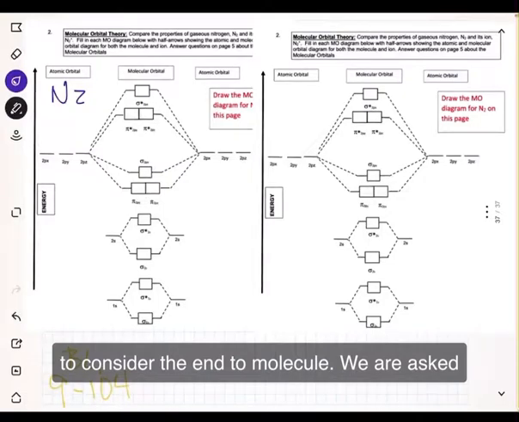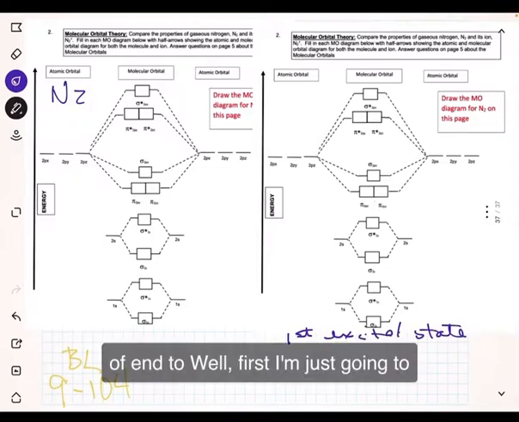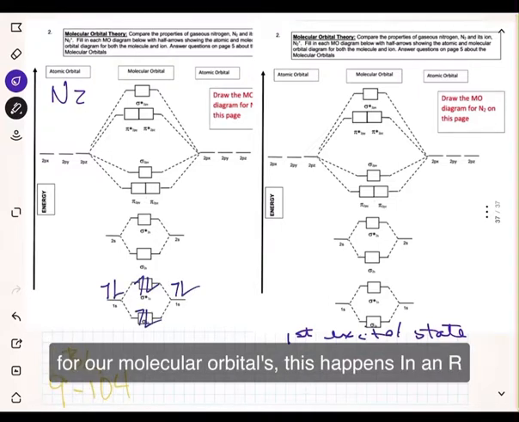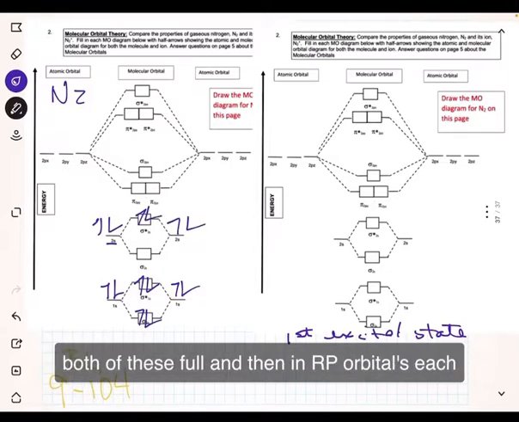Consider the N2 molecule. We are asked to write the electron configuration for the first excited state of N2. Well, first, I'm just going to write the regular. There's our 1s orbital. So for our molecular orbitals, this happens. And in our 2s, that's full for each. So we have both of these full.